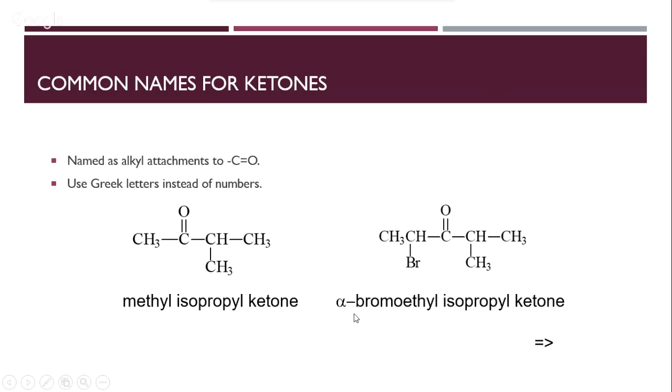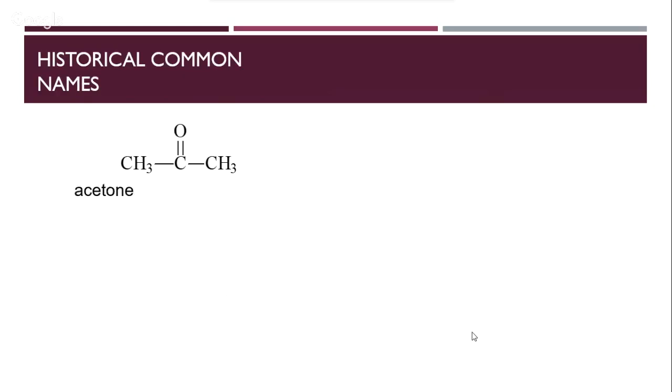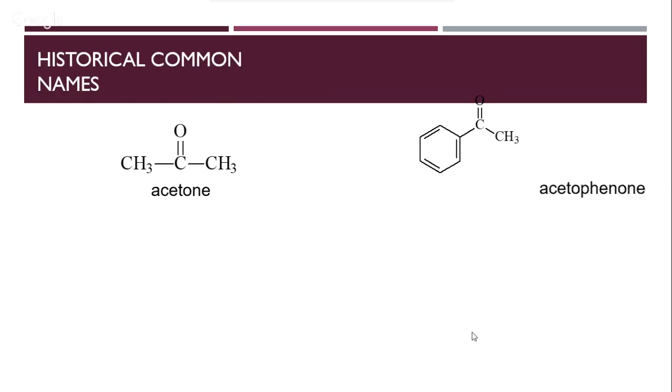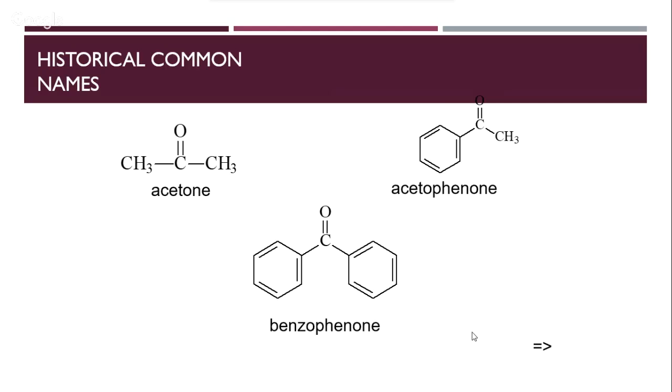That also works. Alpha bromoethyl isopropyl ketone. Forget the alpha part. Alpha is basically the one carbon that is attached to the functional group. Since this carbon is attached to the functional group, it's called the alpha carbon. So it is simply bromoethyl isopropyl ketone. So this also works, right? A few other common names. This is acetone. These are taken from common nomenclature into IUPAC. Acetophenone, and this is benzophenone.